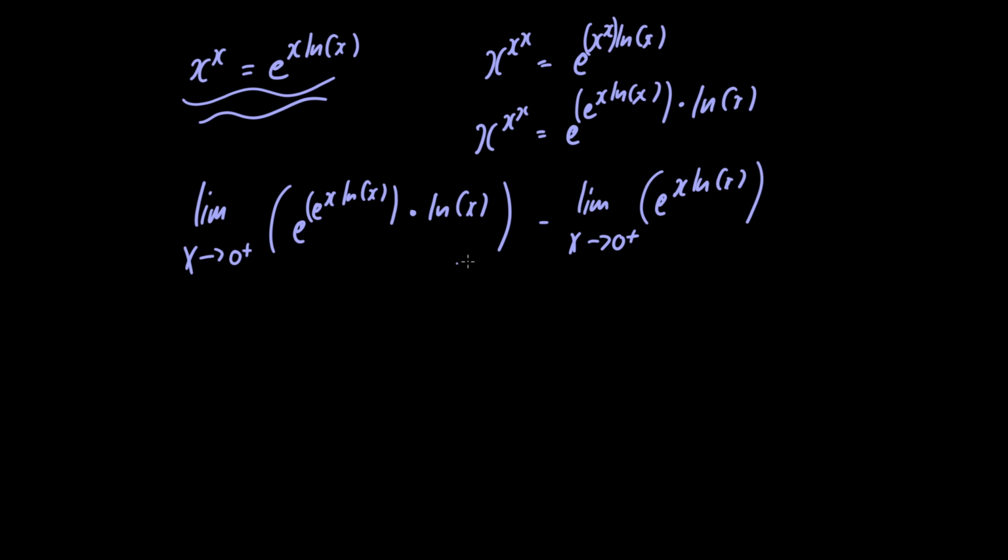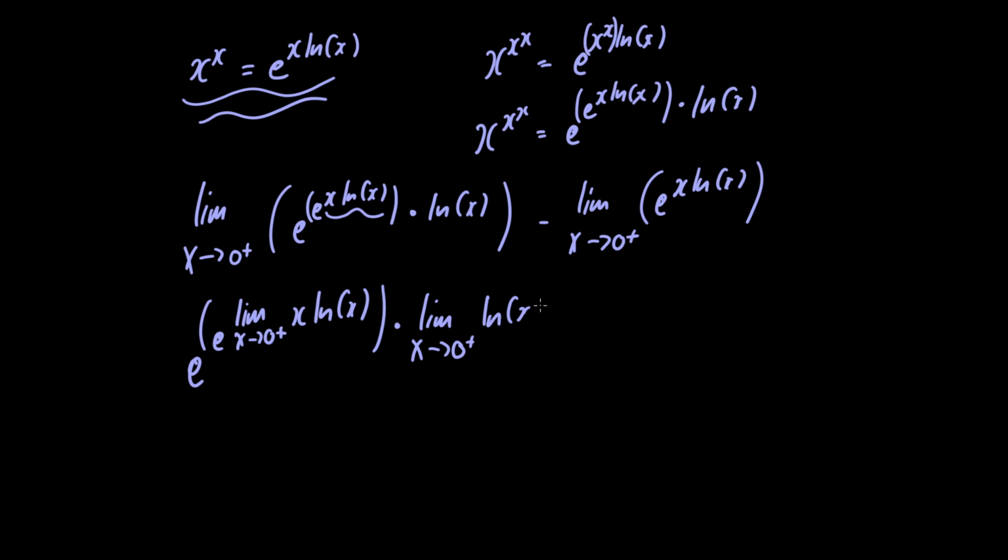Now let's rewrite this with the limit up here. So we have e raised to the limit as x approaches 0 from the right of x multiplied by the natural logarithm of x, multiplied by the limit as x approaches 0 from the right of the natural logarithm of x, minus e raised to the limit as x approaches 0 from the right of x multiplied by the natural logarithm of x.